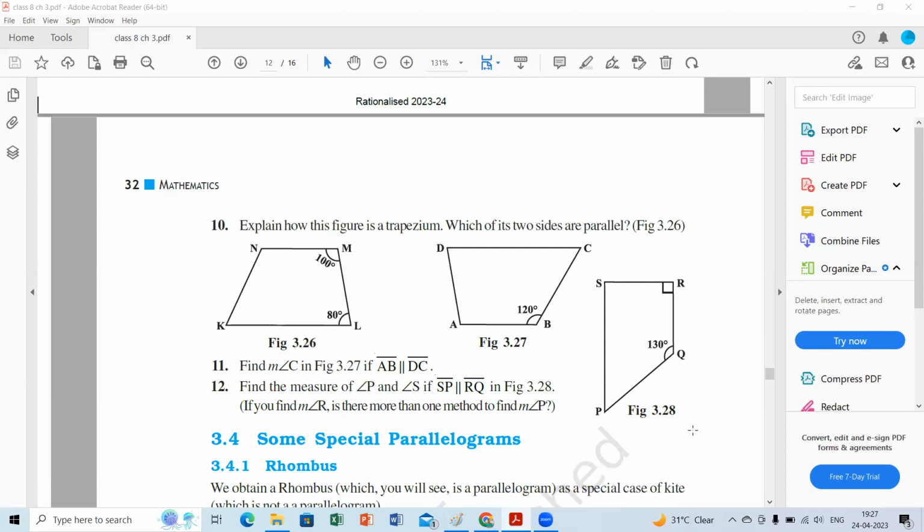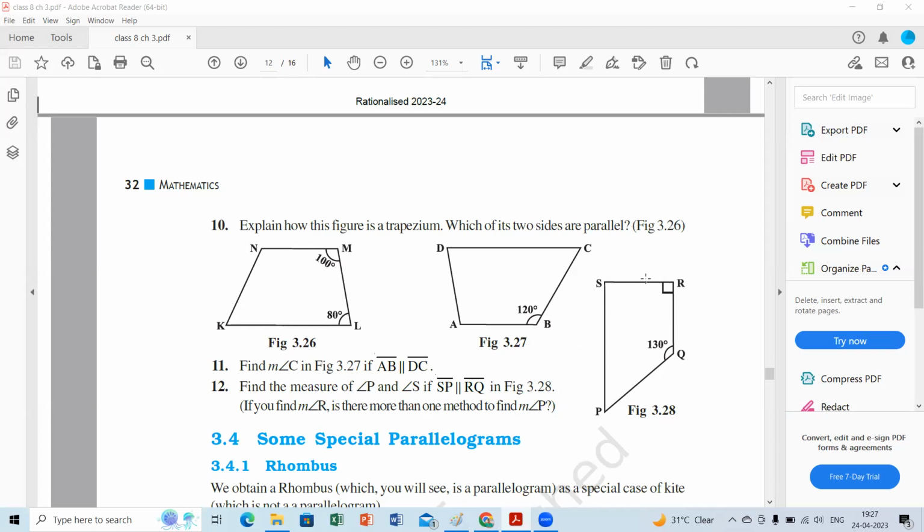Okay, last figure, question number 3.8: find the measure of angle P. Ma'am, 50 degrees. And one more question is the measure of angle P and angle S also. What is S, children? If it is what you said, 90, and this is 50, this angle is already given as 90. What is the sum of all angles in a trapezium?